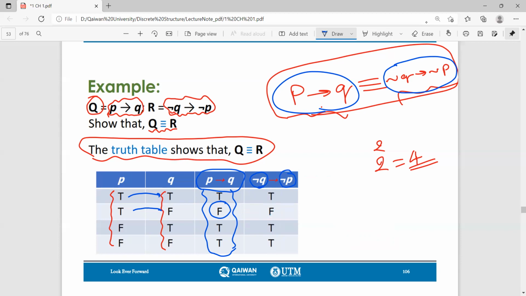But here now, as you see, we got one false and others are all true. And the false are in the same place in both. That's why we say these two statements are equivalent.